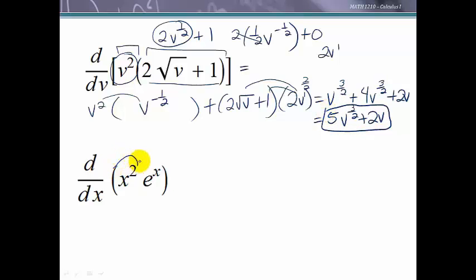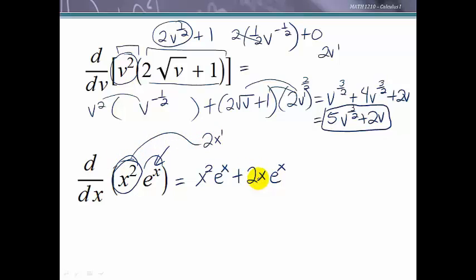Let's go ahead and look at one more example. We have the product of x squared and e to the x. So our product rule says the first function multiplied by the derivative of the second function. The second function is e to the x, and we know the derivative of e to the x is just e to the x, plus the second function, and that's e to the x, multiplied by the derivative of the first function, and that's just a power rule, so multiplied by 2x. So this is the derivative of x squared e to the x.